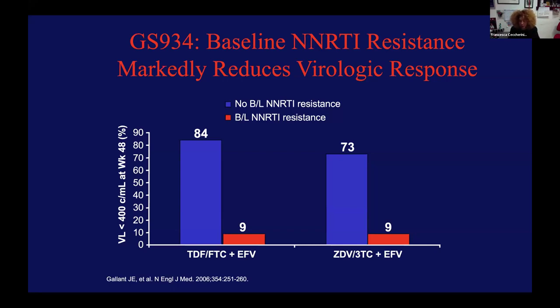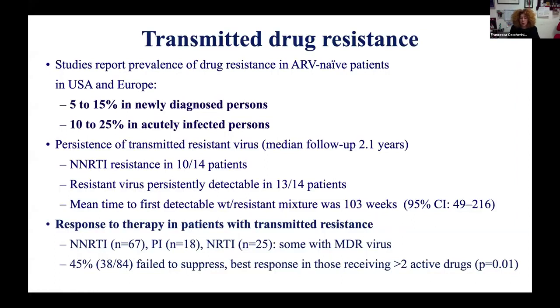9% can have virological suppression, against those who didn't have baseline resistance, who of course achieve virological suppression. So the issue of transmitted drug resistance is very important, was in the past, but unluckily is still very important and present. We will see also other new slides. So what we learned from the past also is that particularly NNRTI resistance mutations can persist for many years, okay?